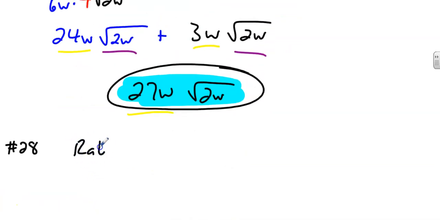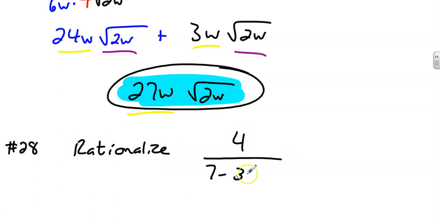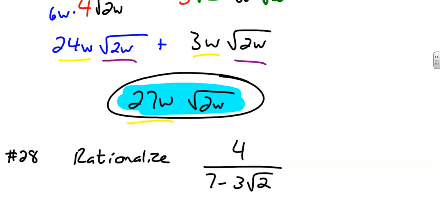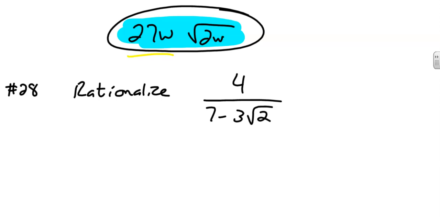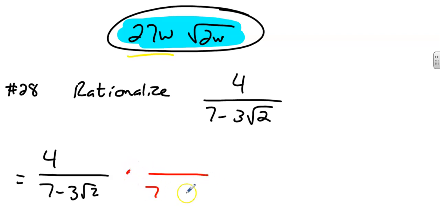All right, 28. This one is rationalized again, but they changed it up just a little bit. This time it's a two-term denominator. And with a two-term denominator, it does get a little bit more complicated. We're going to take the original problem that you had. You're still going to multiply by the denominator, but you do have to make one small change. Whatever the sign is here in the middle.